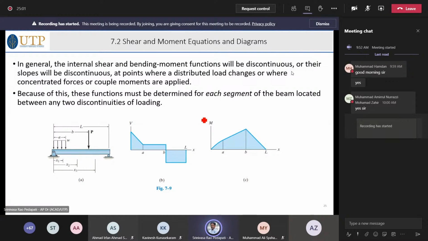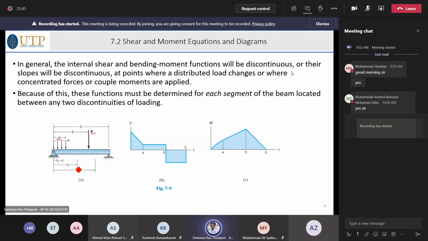In general, the internal shear and bending moment functions will be discontinuous, or their slopes will be discontinuous, at points where a distributed load changes or where concentrated forces or couple moments are applied. Because of this, the functions must be determined for each segment of the beam located between any two discontinuities in loading. What it means, for example here: this is a beam loaded with a uniformly distributed load until a distance of A, and a point load P applied at a distance of B.